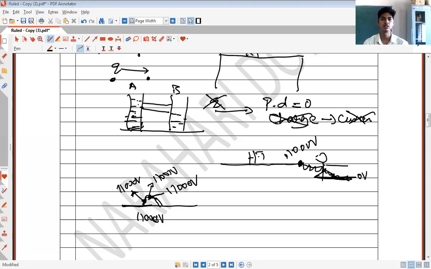Equipotential surface clear. What is meant by an equipotential surface? A surface of constant potential is called an equipotential surface.